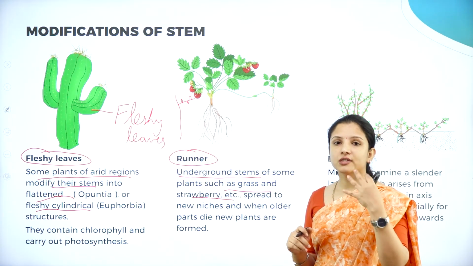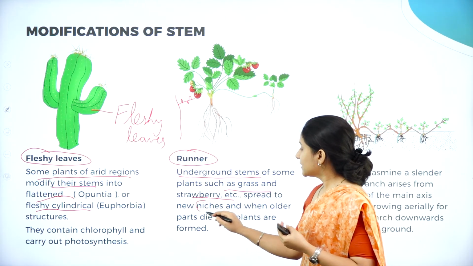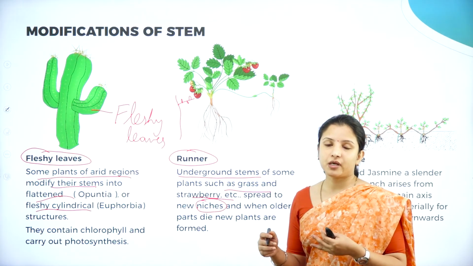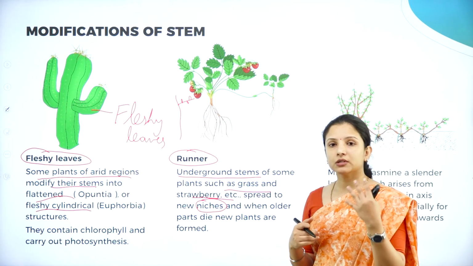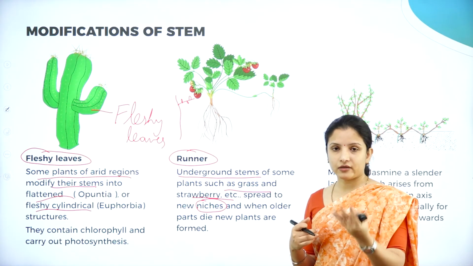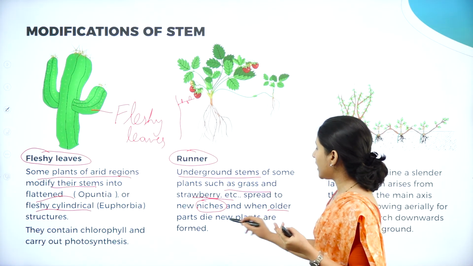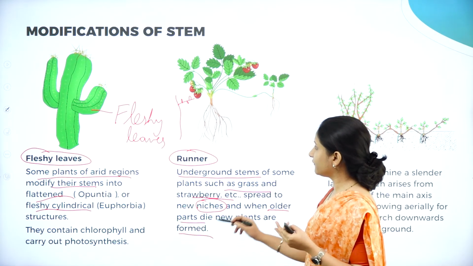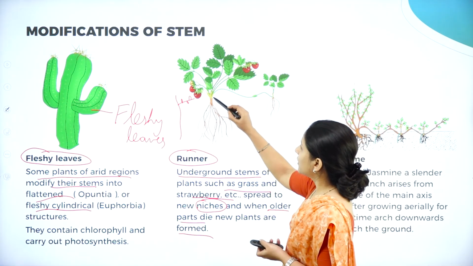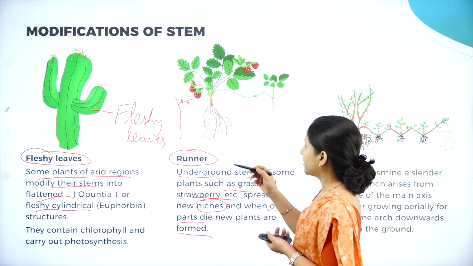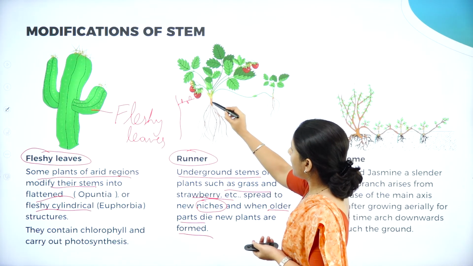spread into new niches. So what are niches? Niches means new environment, new conditions. So they spread into new environments. So when they spread into new niches, what happens? The older part will die and the new plant is formed. So here you can see, I have taken the example of strawberry. So this is the underground part of the stem.